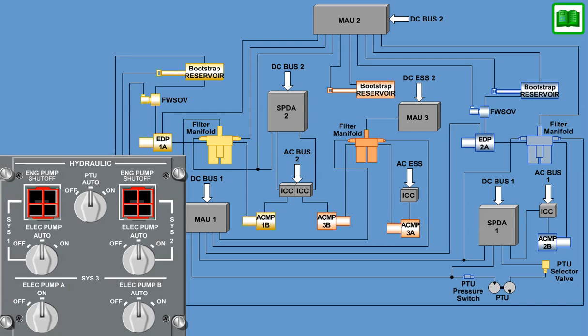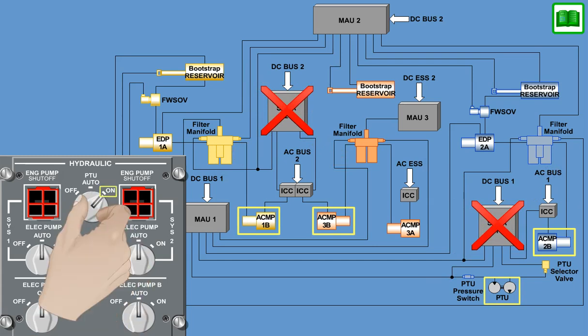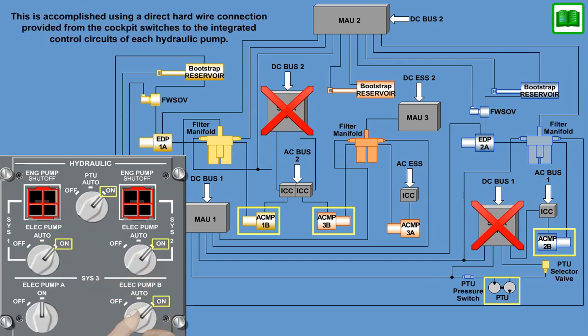In case the respective SPDA goes offline, these pumps can be manually selected on. This is accomplished using a direct hardwire connection provided from the cockpit switches to the integrated control circuits of each hydraulic pump.